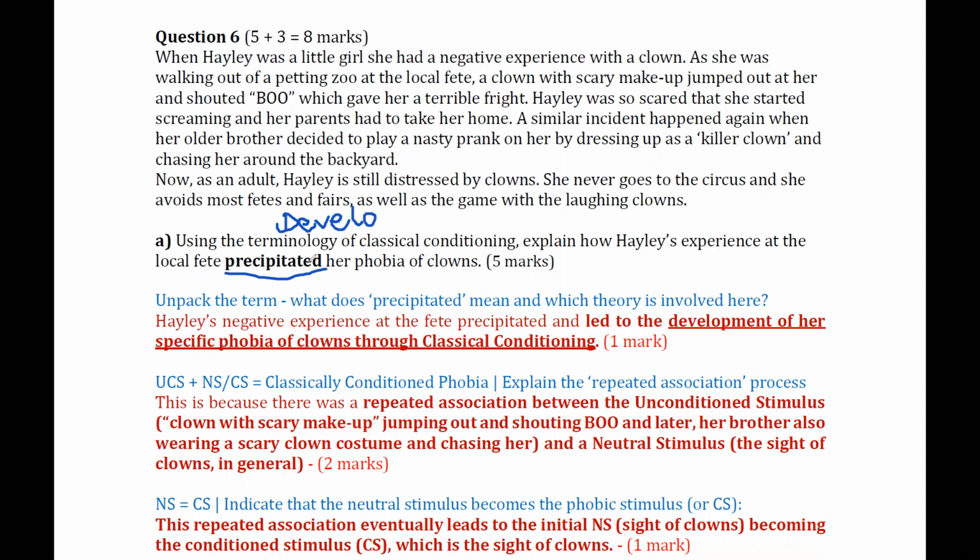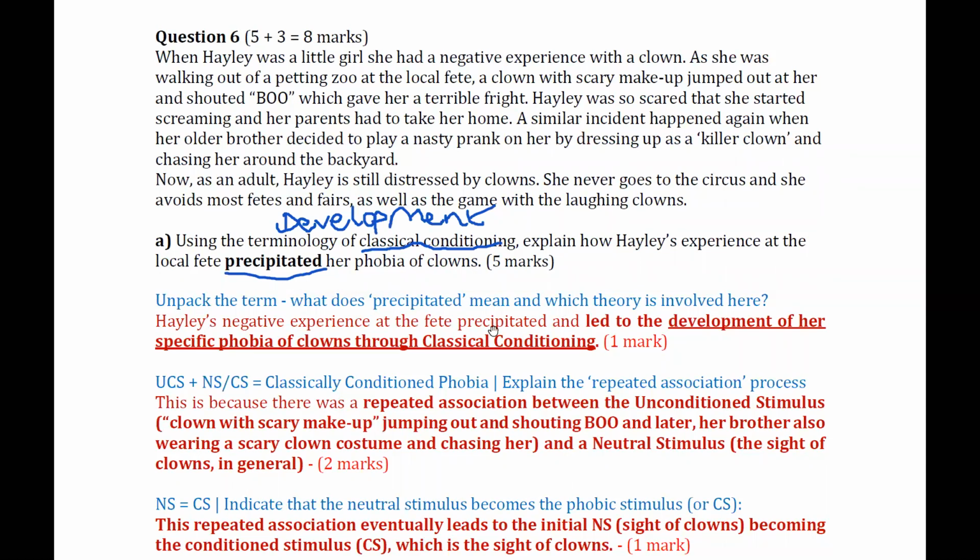And it's asked us to use the terminology of classical conditioning. Sometimes the question won't be this explicit. It won't specifically ask you to use the terminology of classical conditioning. So you have to remember that whenever you see the word precipitate with reference to specific phobias, you do have to talk about the classical conditioning principles that led to the development of that specific phobia.